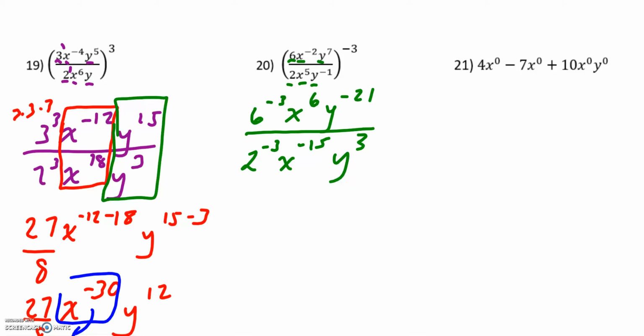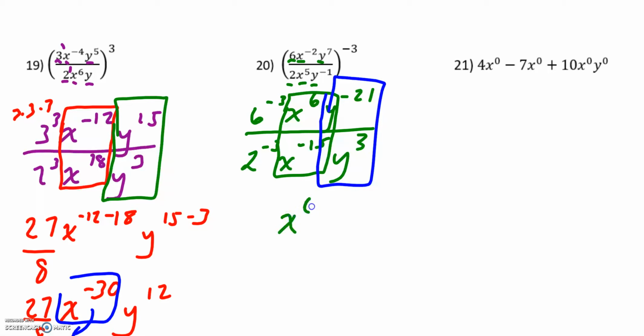So just like 19, again, I'm going to focus on the like bases first. I'm going to focus on the x's of like bases, and then I'm going to focus on the y's. So the x's would be x to the 6 minus negative 15 power, and the y would be negative 21 minus 3. For now, I'm going to come back to the bases that are not the same.